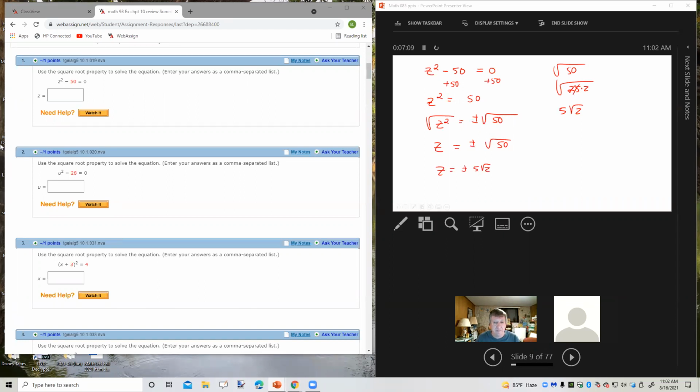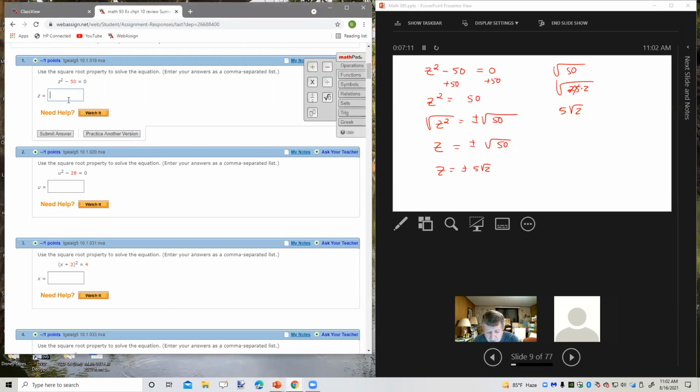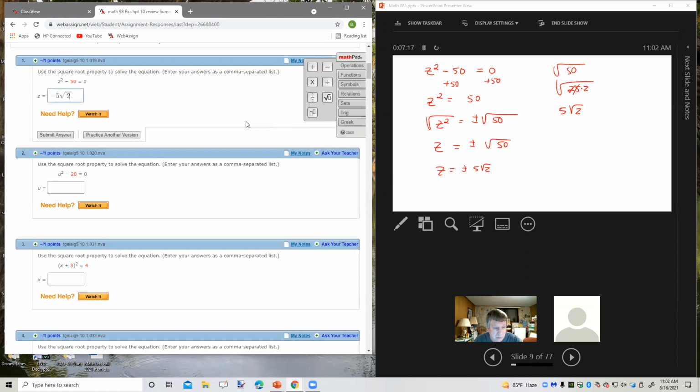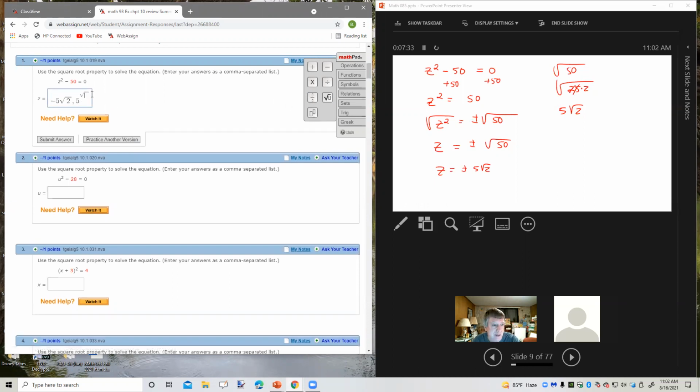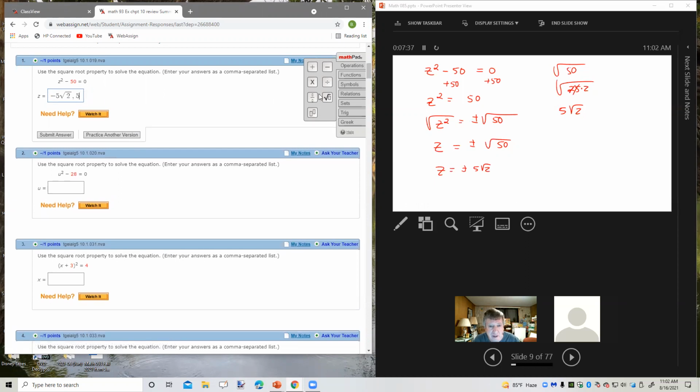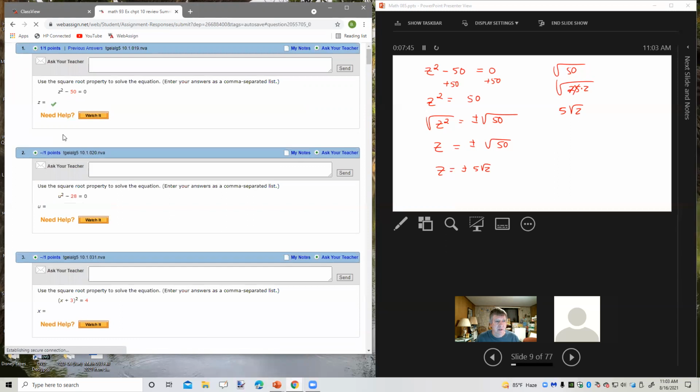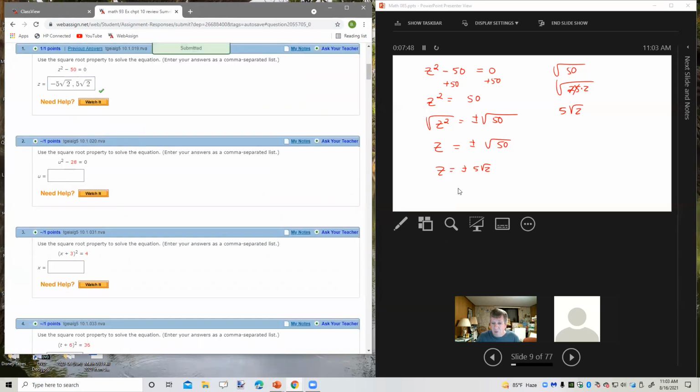So putting our answers in, we would have negative 5 square roots of 2. And then we need to move the cursor outside of the radical, comma, space. And then I don't need to put a plus sign, 5. Push the wrong one. Here we go. Now I've messed it all up. Okay, 5 square roots of 2. So that should give us the correct answers. And it does. Any questions about that problem?